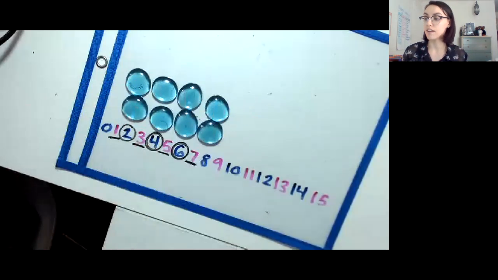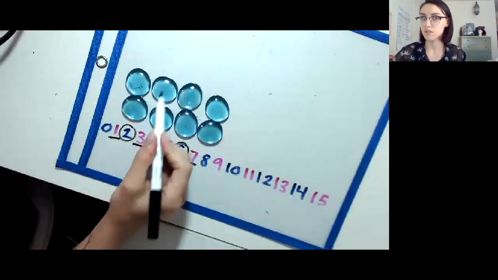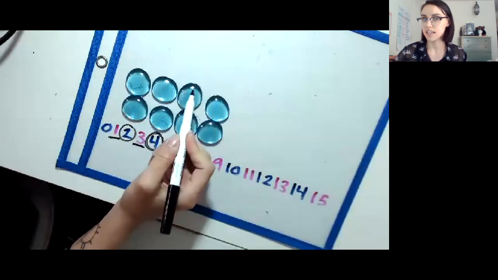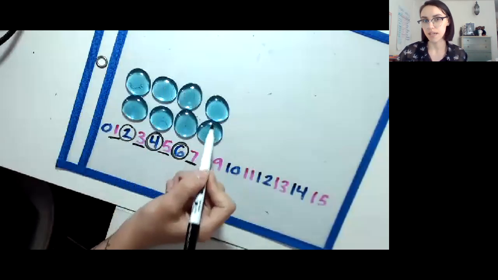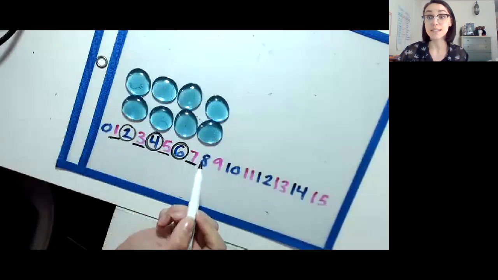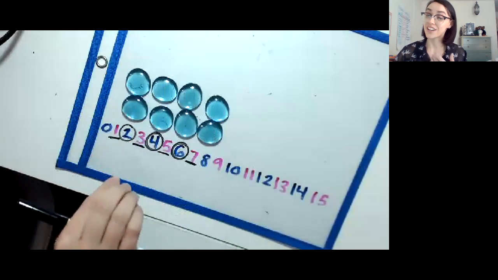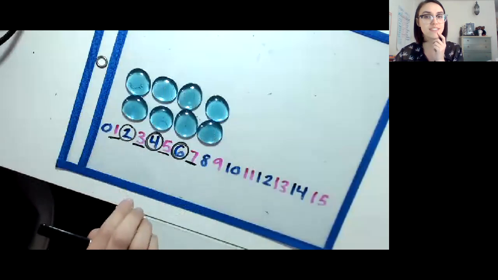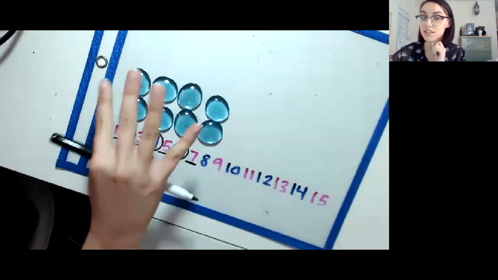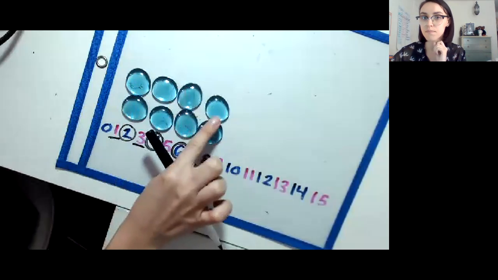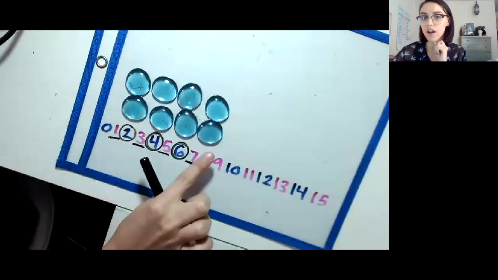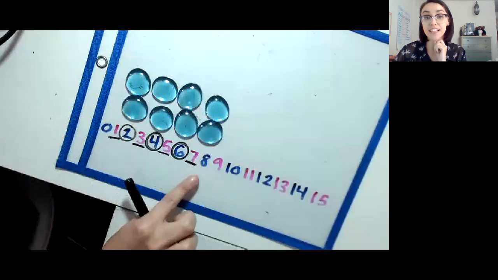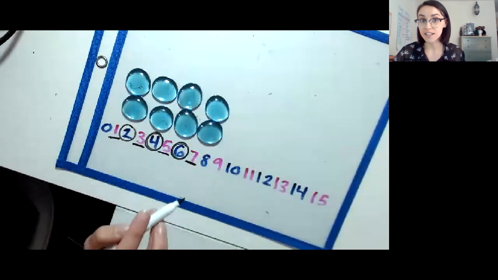So now we have a partnership here, partnership here. These have a pair. This is a pair. So everyone has a pair. Also, there is a doubles fact here. Anyone know what the doubles fact is? That's right. It's 4 plus 4 equals 8. So we have a doubles fact as well.